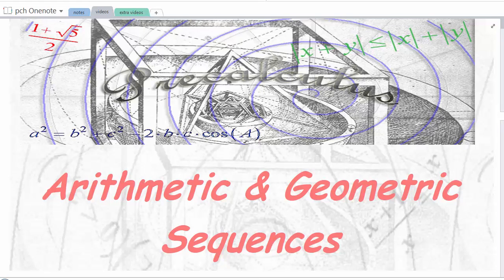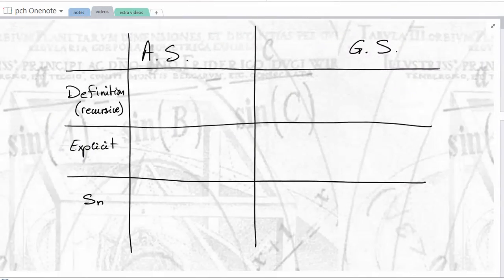Let's first recall the formulas that we will be using and that you must know. Let's put the formulas in a table. In the left column, we will be dealing with arithmetic sequences. In the right column, geometric sequences. First, let's start with the definition. It's a recursive definition for both.